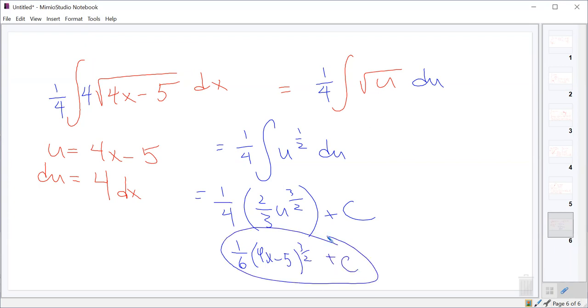Very important that we're able to do our u substitutions, because if you can't u sub on your integrals, you're going to struggle with most of the integrals on the AP test. Probably like, well, maybe not most of them, but probably like half of them.